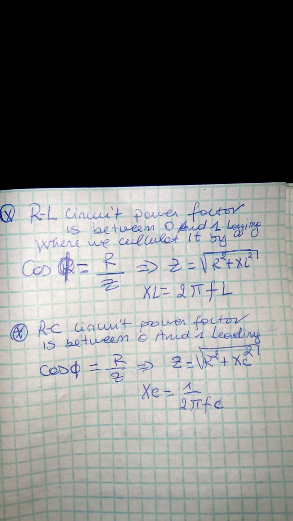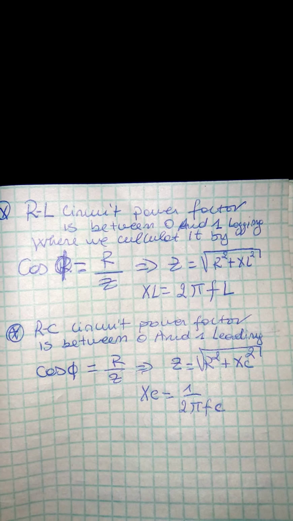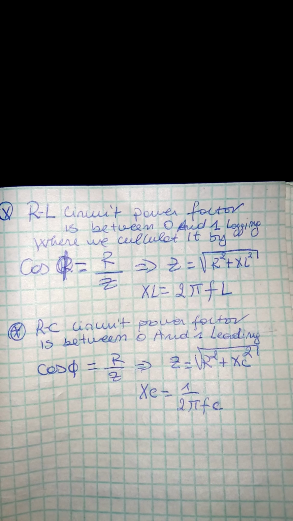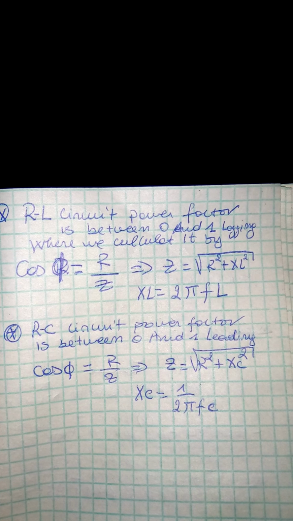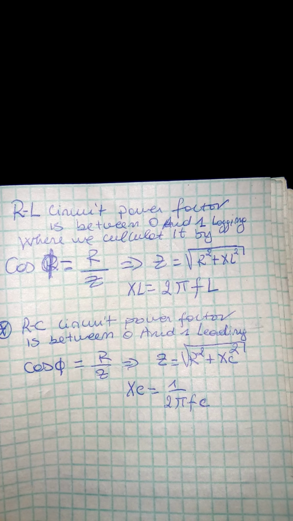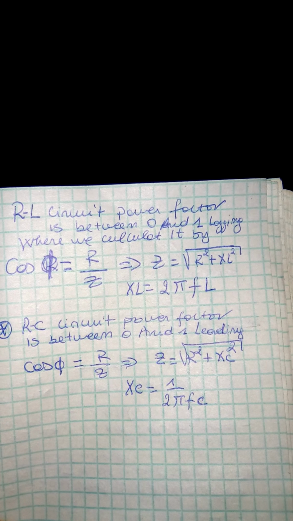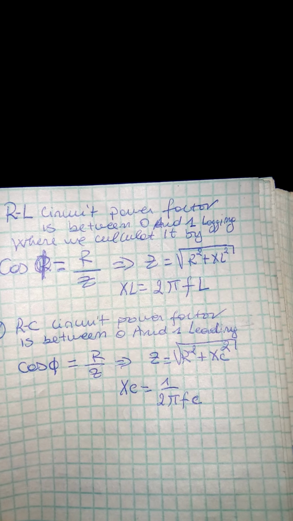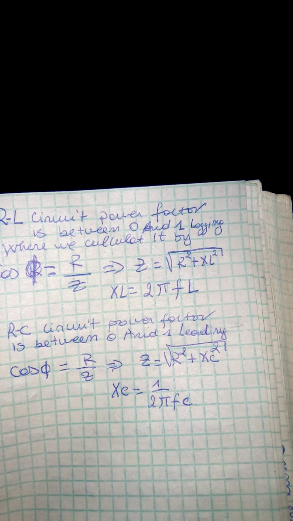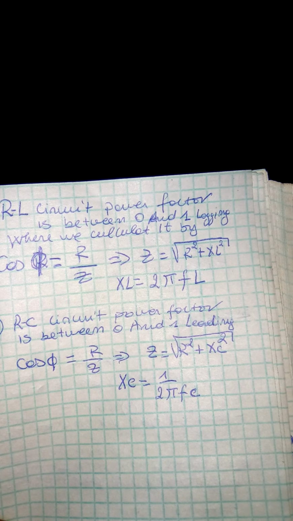We have the RL circuit, which means a resistive load and an inductive load in series. The circuit power factor is between 0 and 1, lagging, where we calculate it by cos phi equals resistance over impedance. Impedance is equal to the square root of R squared plus XL squared. XL equals 2 pi f L.